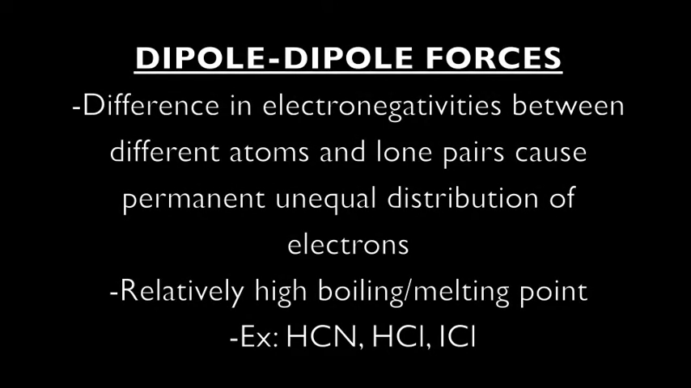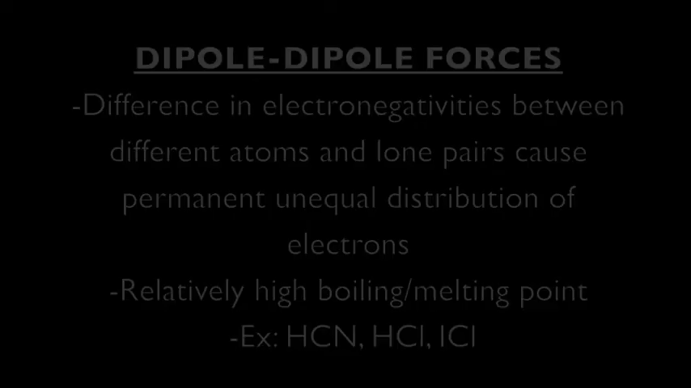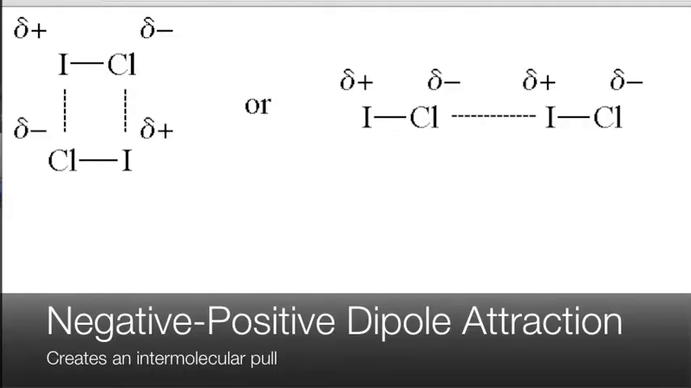Dipole-dipole forces are caused by the difference in electronegativities between the different atoms of the molecules and the lone pairs of the central atoms. They cause a permanent unequal distribution of electrons, causing one side to be positive and one side to be negative. These relationships have relatively high melting and boiling points, and examples include hydrogen cyanide, hydrogen chloride, and iodine monochloride.